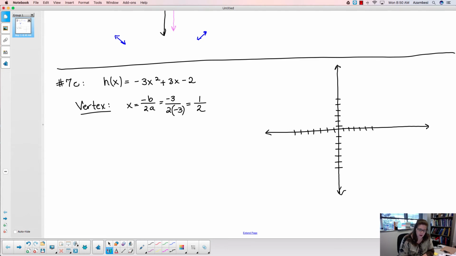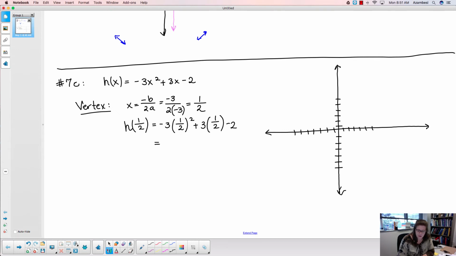For my y component, then, oh, it's an h, not an f. Then I have h of 1/2. I wrote an f again. I really like my function notation as f's and not h's, but that's okay. So h of 1/2, and it gives me negative 3 times 1/2 squared plus 3 times 1/2 minus 2.